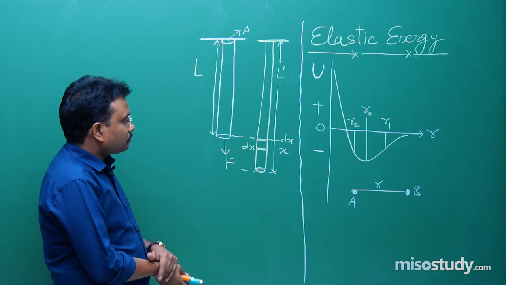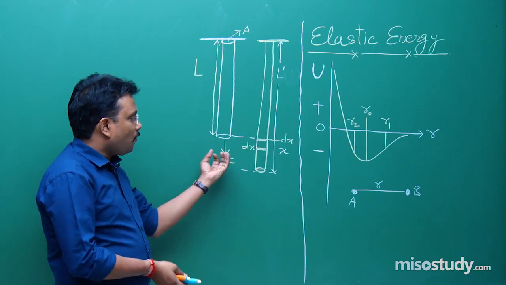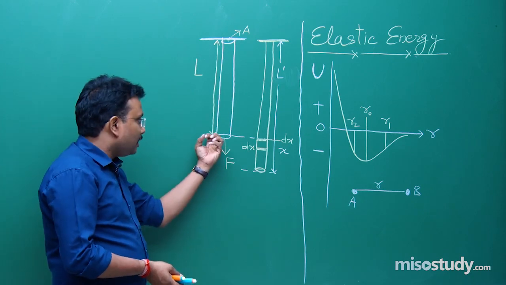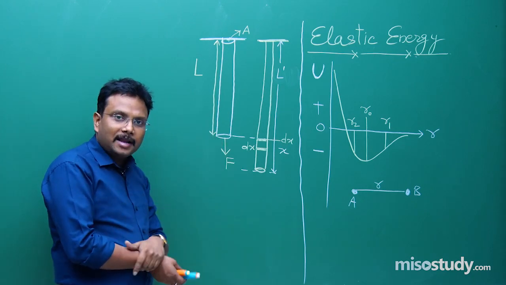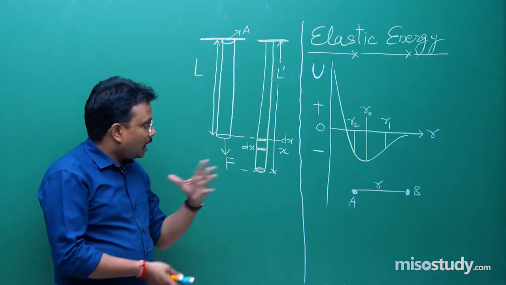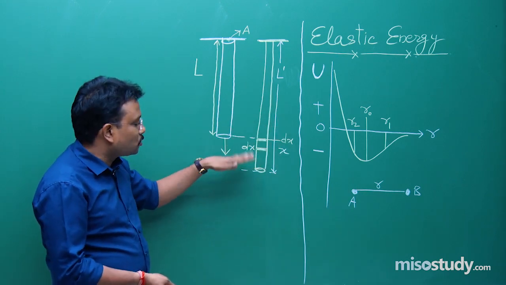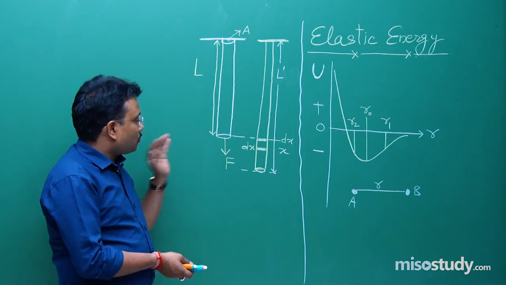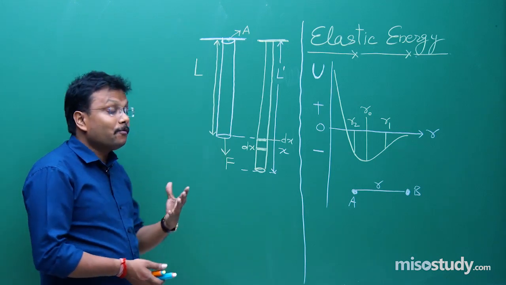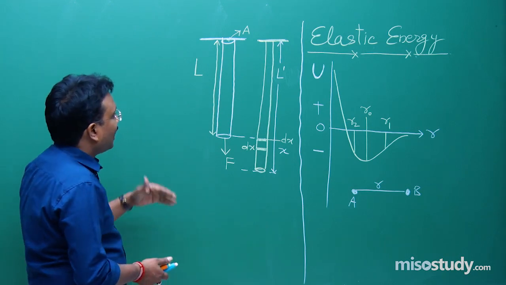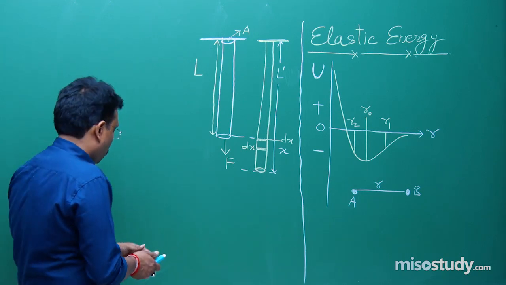Fine. Now obviously if I am applying a force downward and an increment in the length of the wire is taking place, then I am doing some work against these molecular forces, and that work is going to be stored over here. So there must be some work done by me, by the agent. That expression, that idea, I am going to expand over here.